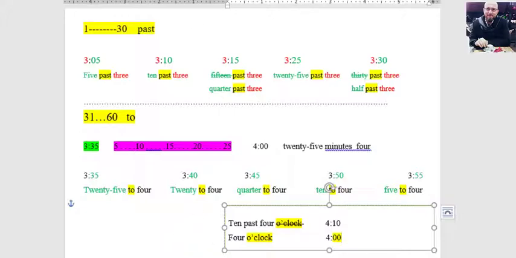Then we have the digital way. The digital way is very easy. You just say 3:05, 3:10, 3:15, 3:25, 3:30, 3:35, 3:40, 3:45, 3:50, 3:55. Okay? Here, 4:10. Just say the numbers. This is the digital way. Okay, and this is the old way. And that's it.